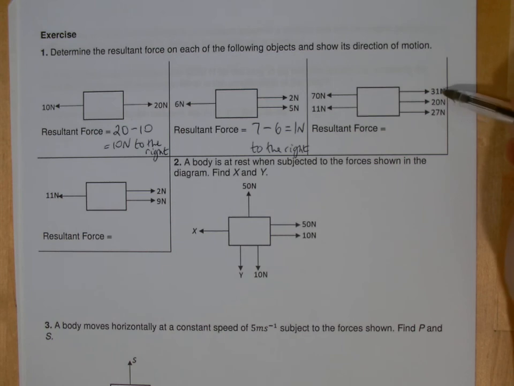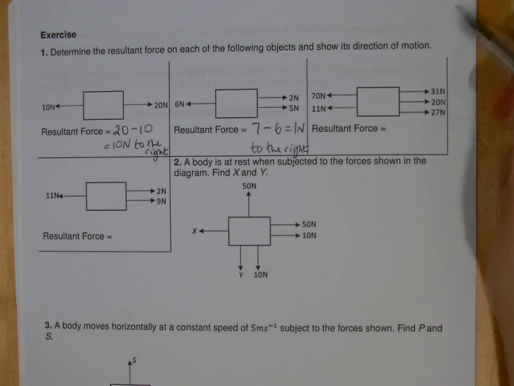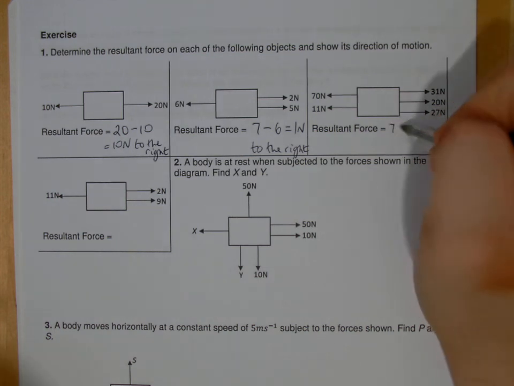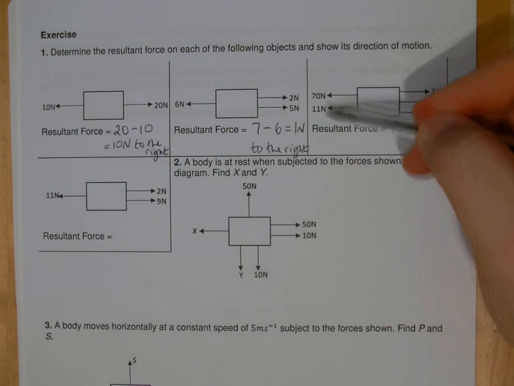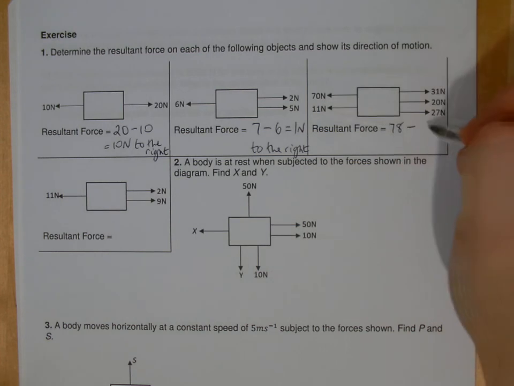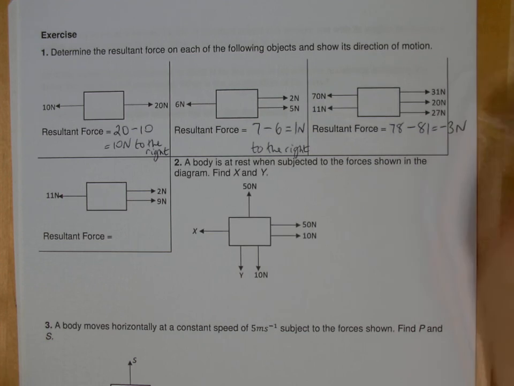In this case here, well, we need to add all these up here. Okay, so 31 add 20 is 51, add 27 is 78. Take away then these two, add it together, so that comes to 81. So you get minus 3 there, newtons, okay?